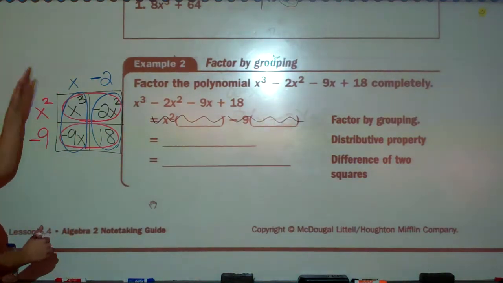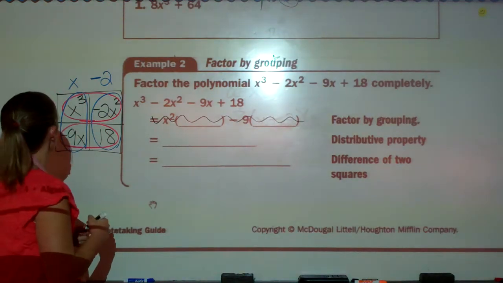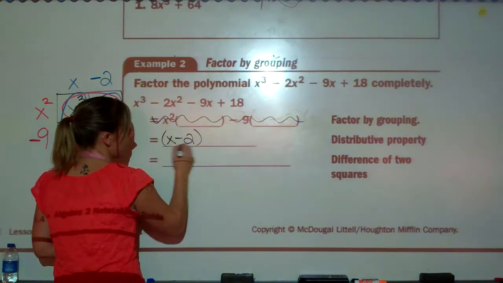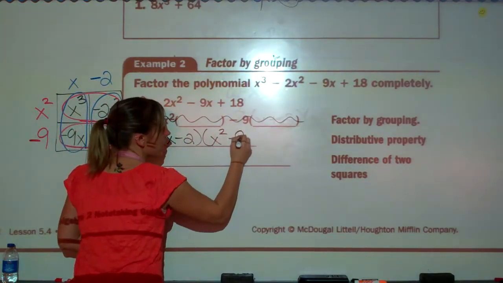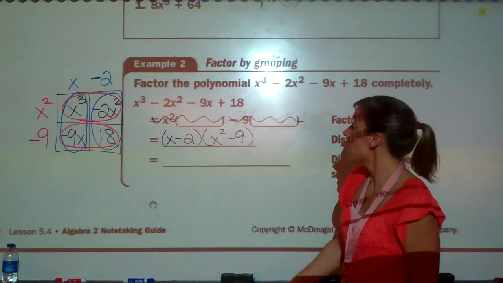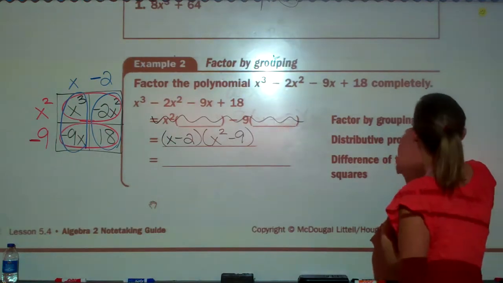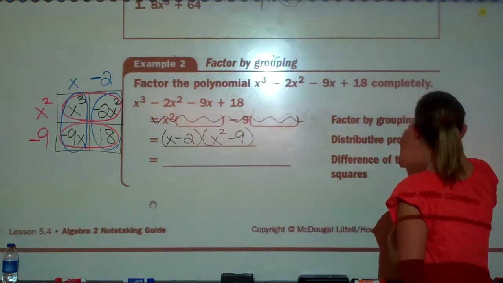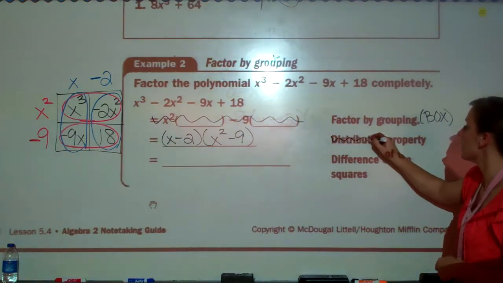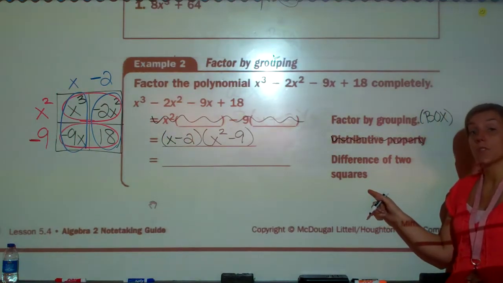Okay? So far we have factored it by grouping, or by the box, to x minus 2, and then x squared minus 9. But if you notice, there is another line here. And if you notice over here, it says factor by grouping, or box. Okay? The distributive property we didn't really talk about, so don't worry about that. But it does say difference of two squares.